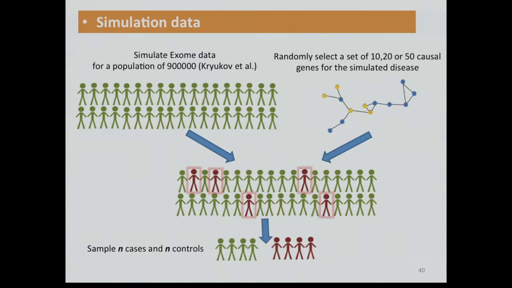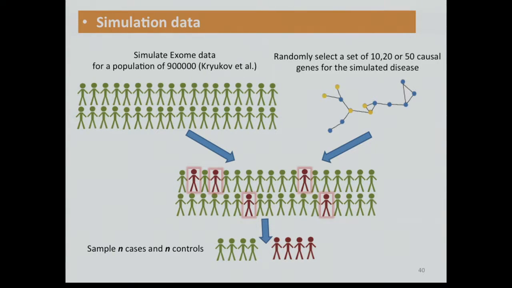Okay, so I'll talk a little bit about simulation. We compared and looked at the robustness of the method primarily in simulated data, because we simply don't know the truth in any of the complex diseases that we are currently studying. So we simulated exome data through an evolutionary process, this Krukov model from 2009. We randomly selected nearby genes in a network, and everybody who had aberrations in those genes was labeled as a patient, and then we sampled N cases and N controls. This is the scenario.